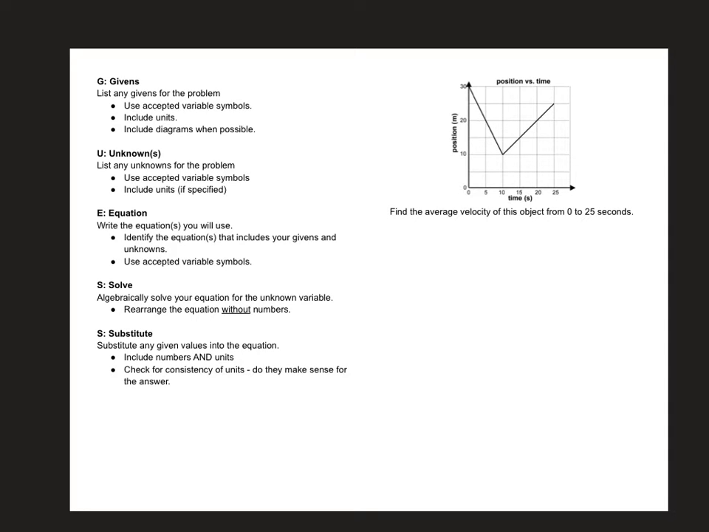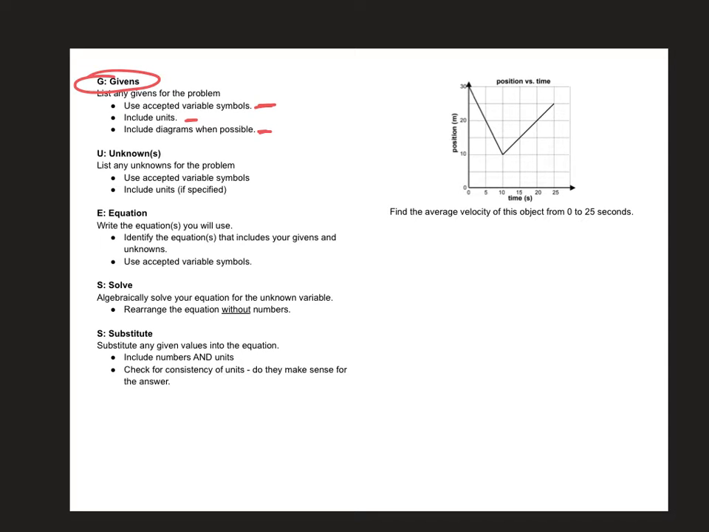this process. So I've got a problem here, a question taken straight from your assignment, and we're going to go step by step through the guesswork on this. All right, so the first step in the guesswork is to list your givens. What do I mean by that? Anything that's given information, using accepted variable symbols, including your units, and whenever possible, including diagrams. Now in this case, you're given a graph, so the diagram's kind of done for you, quote unquote.